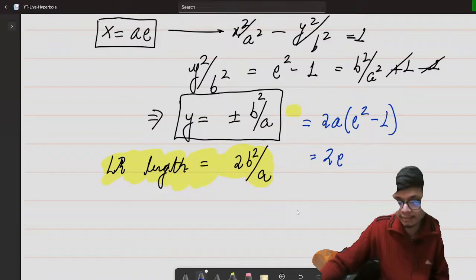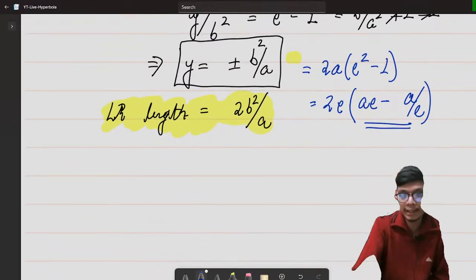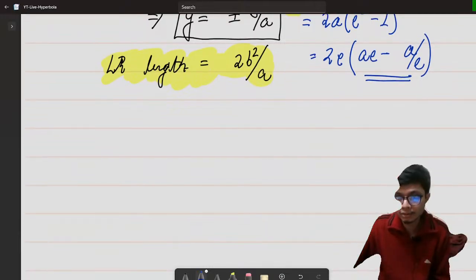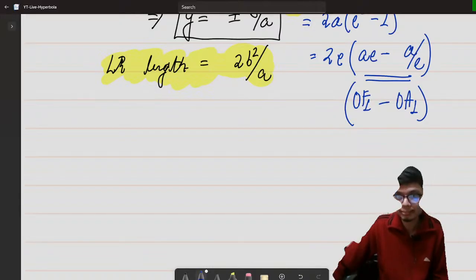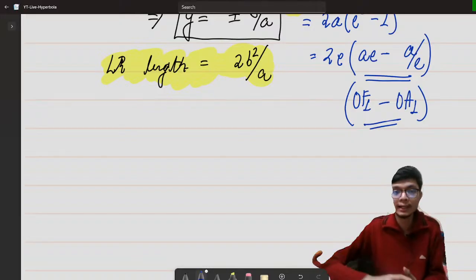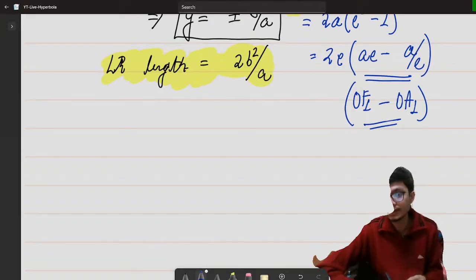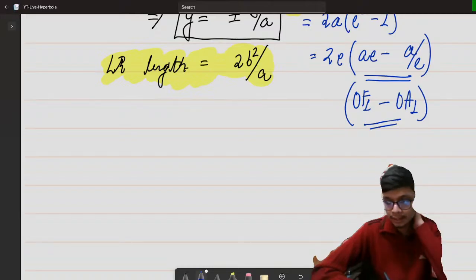and I can further simplify this by taking e common, something like this, right? Now if you recall, this particular distance AE minus a by e is the center to focus distance minus the center to the point where the directrix is, right? This is the center to directrix and center to focus. So this is the distance between the focus and the corresponding foot of the directrix. This is basically clear. So we can also find the latus rectum as 2 times eccentricity times the distance between the focus and the corresponding foot of the directrix. Is this part clear to all of you?